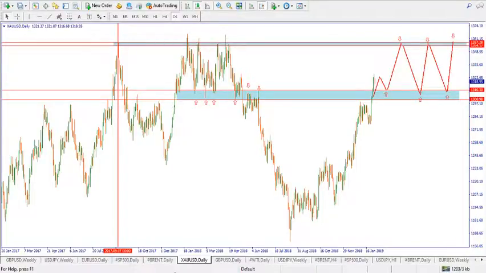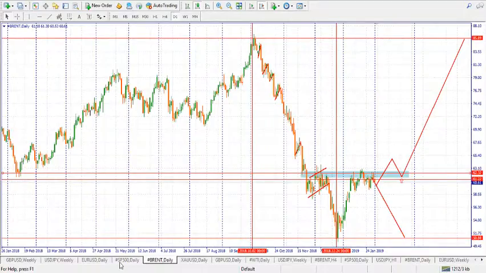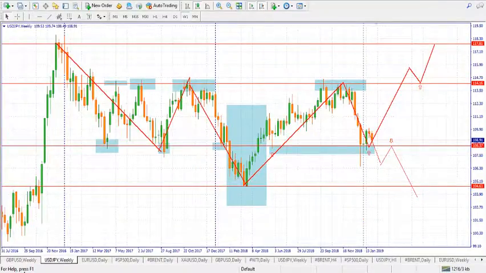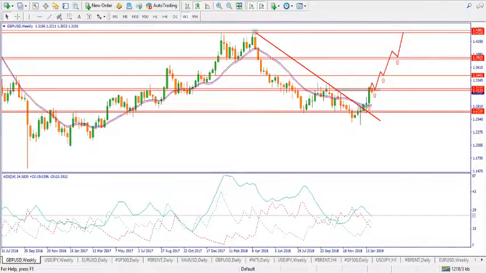So I hope we've looked at all pairs and all the other symbols. We've looked at GBP/USD, gold, silver, Brent, SP500, Euro USD, USD JPY, and we've also looked at GBP/USD.